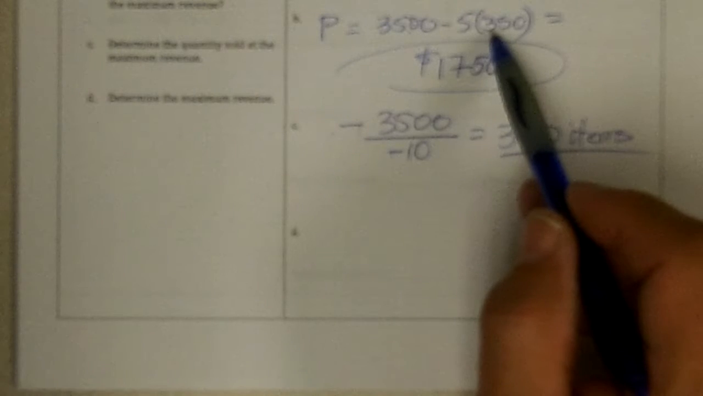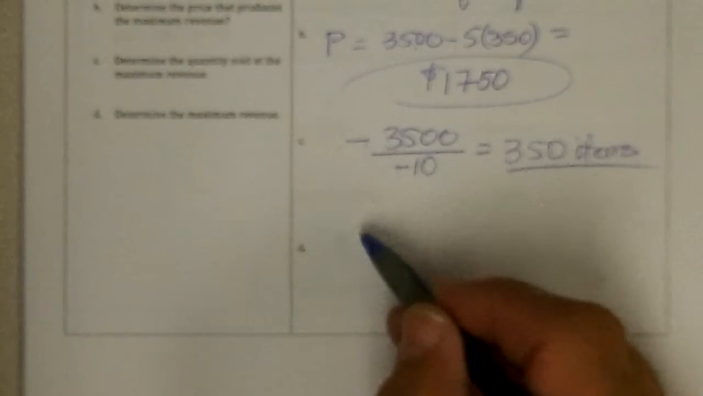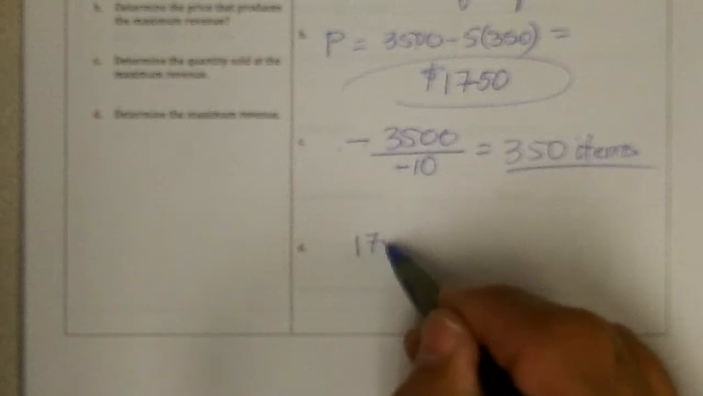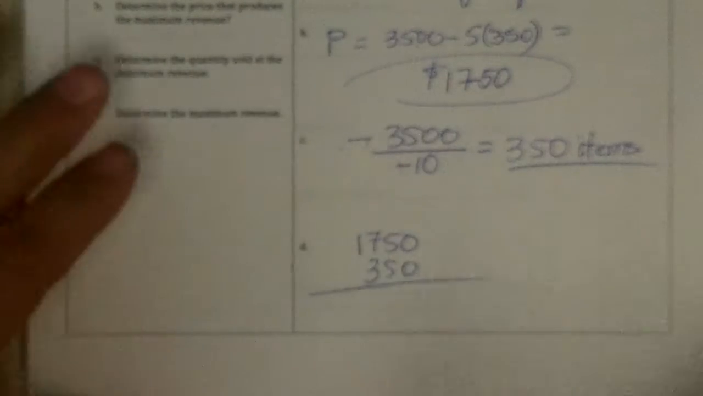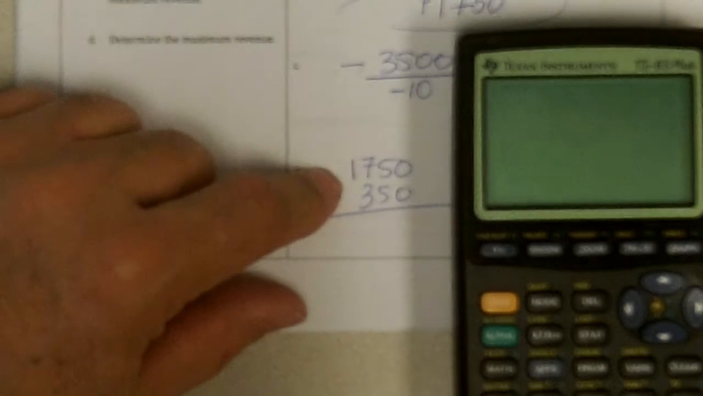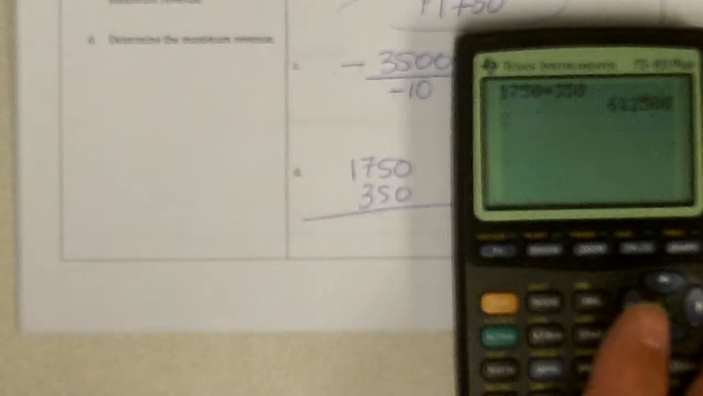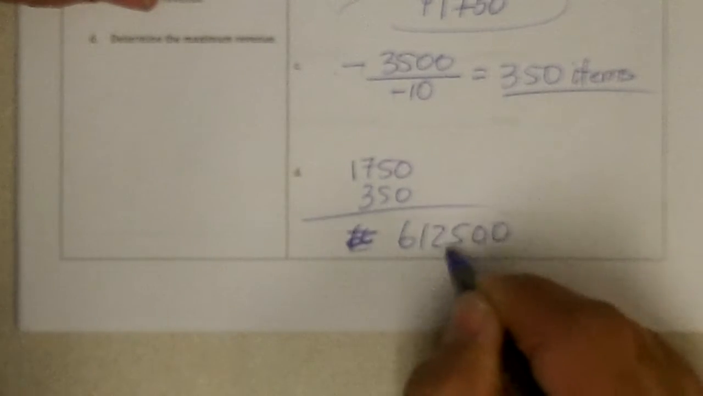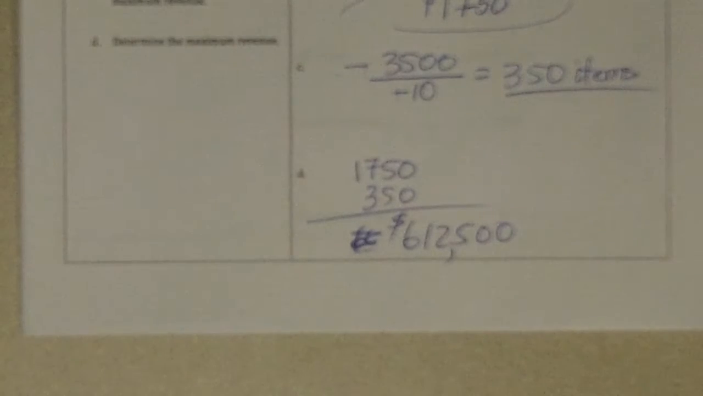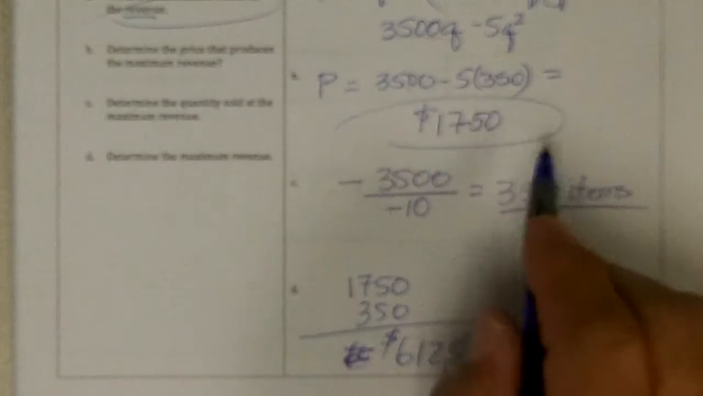Now let's go to the max revenue. To do that, I can put 350 into the revenue function, because that was the quantity, and figure it out. But I also could just say I sold them at a price of 1,750. The number I sold was 350, and I can multiply those, and I get an answer for the revenue, because it's just price times quantity. 1,750 times 350 is 612,500. $612,500 revenue, selling them at $1,750, and we sell 350.